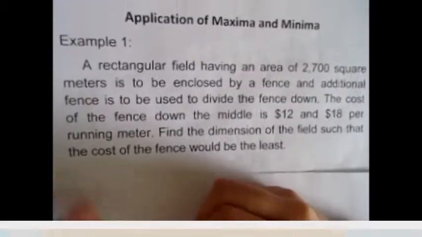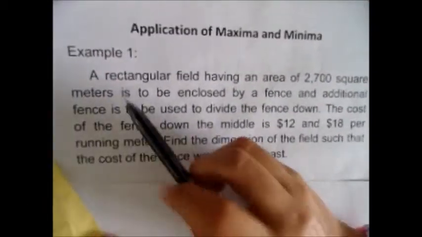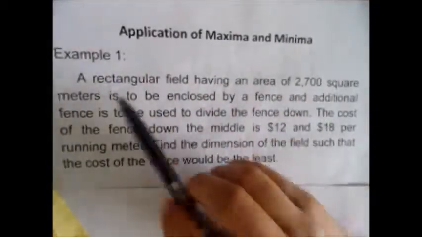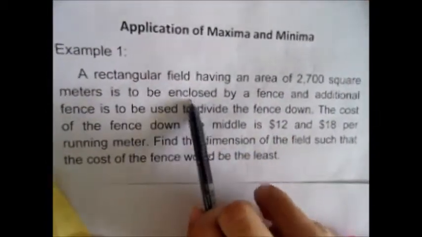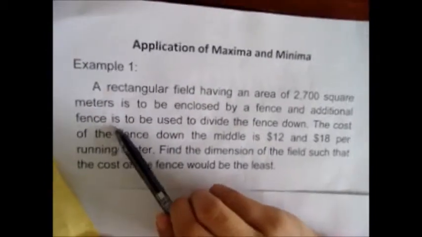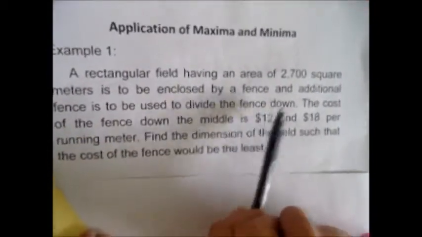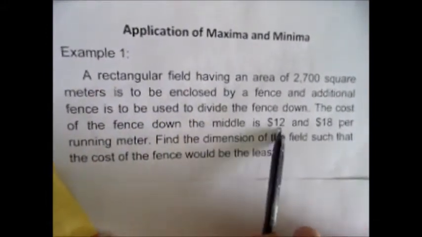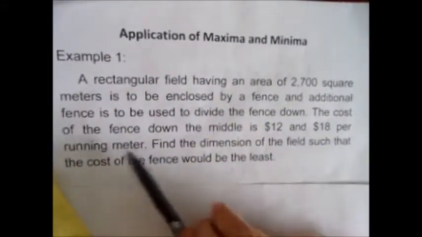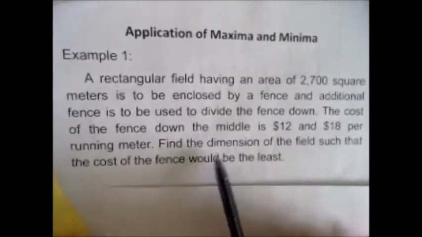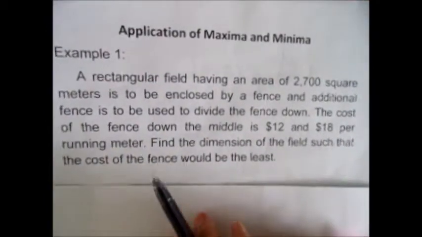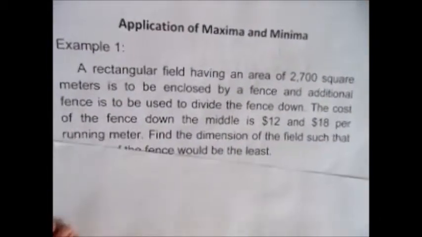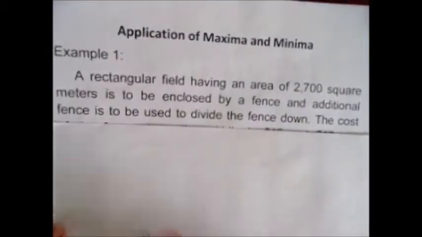Applications of maxima and minima. Example number 1. A rectangular field having an area of 2,700 square meters is to be enclosed by a fence, and additional fence is to be used to divide the field down the middle. The cost of the fence is $18 per running meter, and the fence down the middle is $12 per running meter. Find the dimensions of the field such that the cost of the fence would be the least. So we wish to find the minimum value that could lessen the cost of the field.